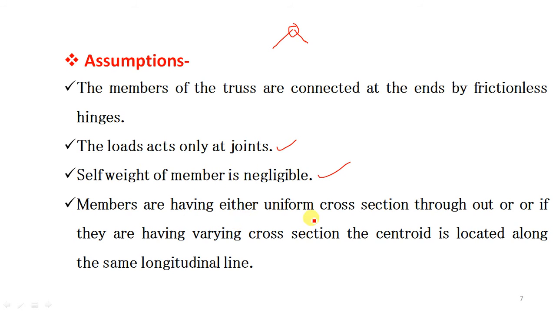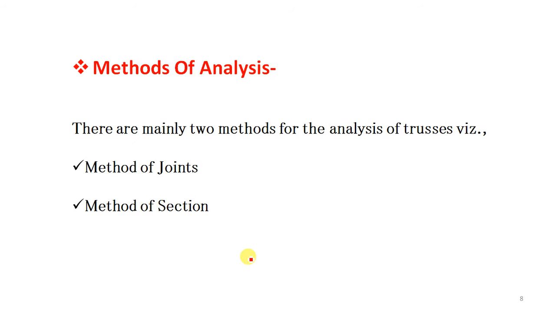Members are having either uniform cross section throughout, or if they are having varying cross section, the centroid is located along the same longitudinal line. The centroid of that particular member is located along the same longitudinal line.